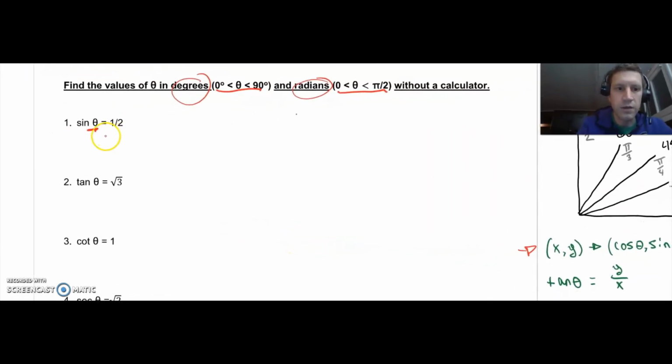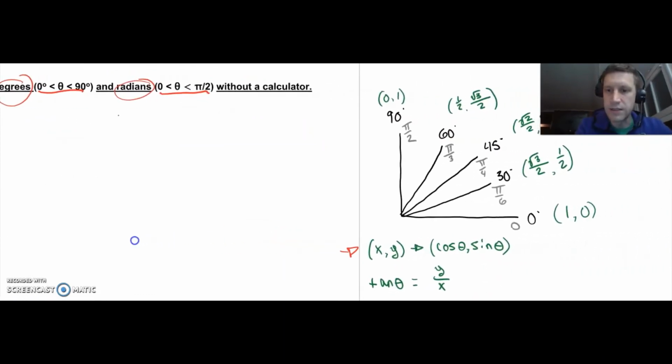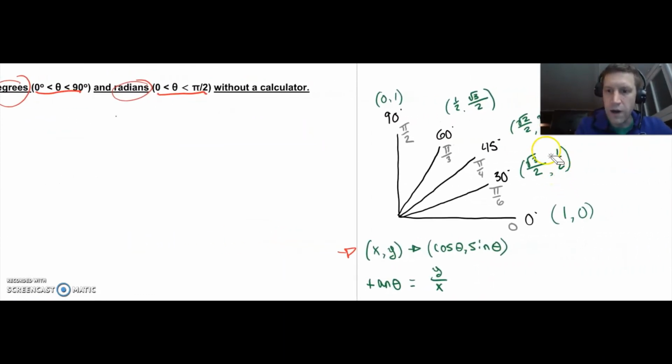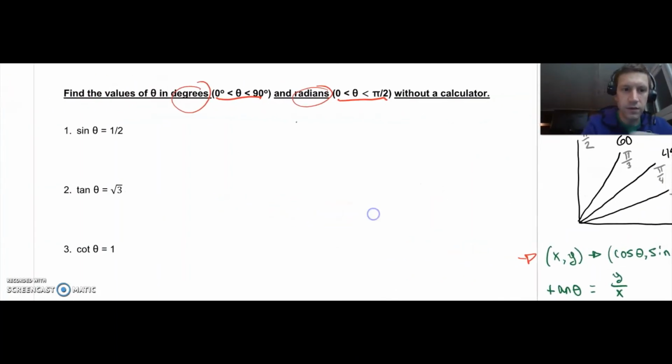Okay, so sine of theta equals 1/2. Well, that's pretty easy, right? Sine is just listed as the y value. Find in quadrant 1 where it's 1/2, and that would be at 30 degrees, right? So this is 30 degrees. Also, that would be pi over 6. Okay, so give it to me in both ways. If you forget it's pi over 6, you can convert by multiplying by pi over 180.